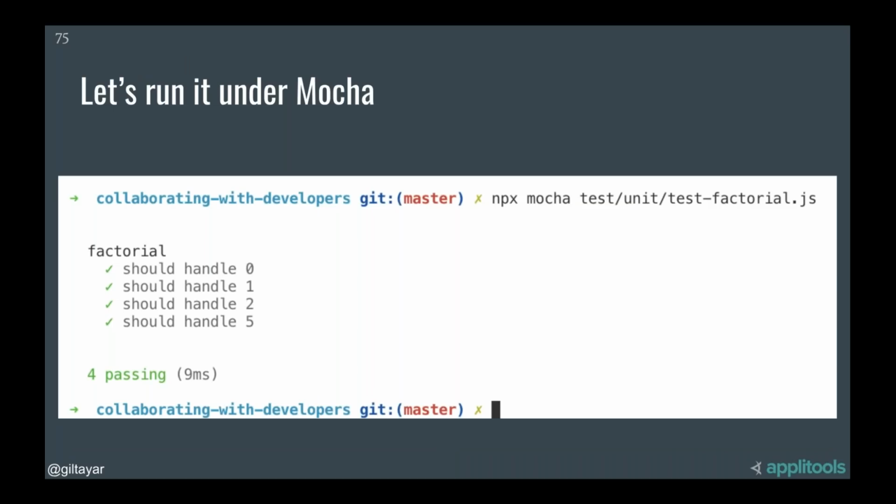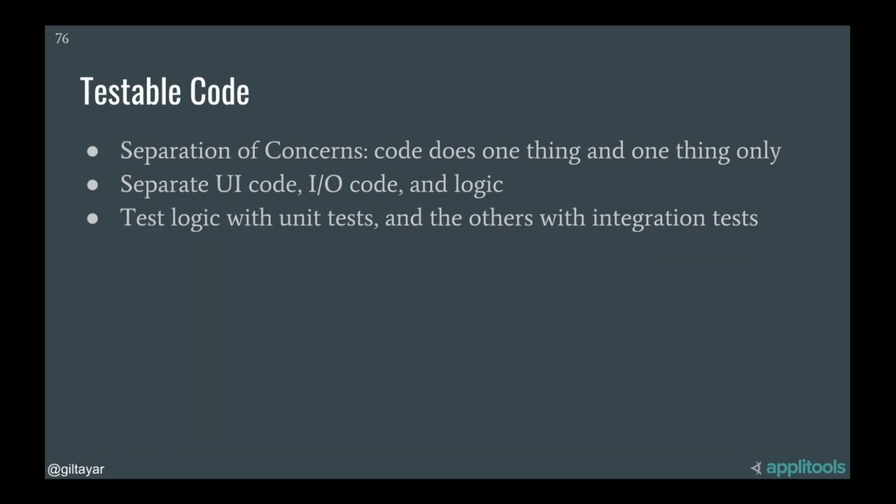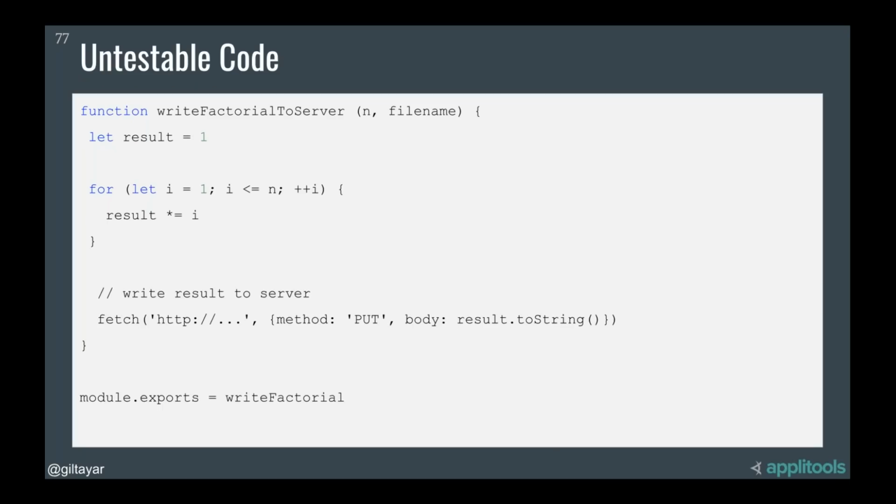Let's run it under Mocha. I run Mocha with npx. I don't want to get into the technicalities, and I give it the file, and boom, the test passed. And it's important now that we've understood unit tests. As much as I don't think we need a lot of unit tests, we should move as much code as we want into units that do only business logic. We need to separate the UI code and the IO code from the logic and test the logic in unit tests. That is very important.